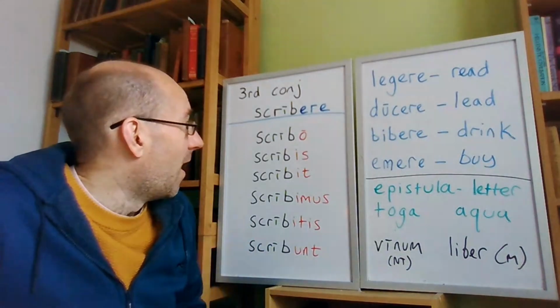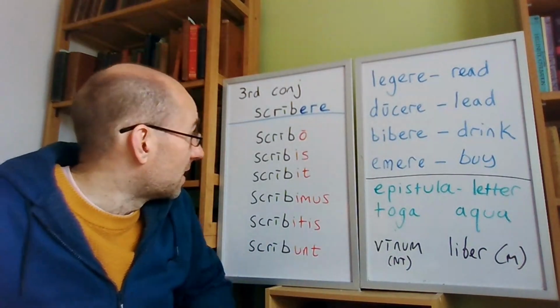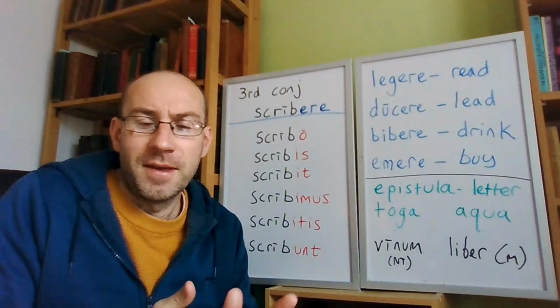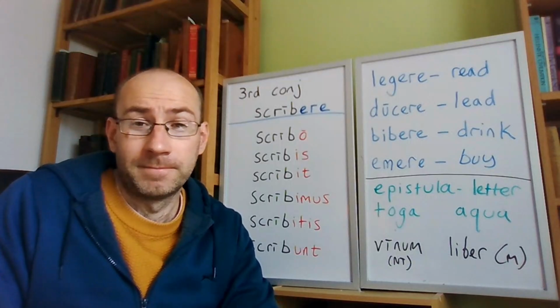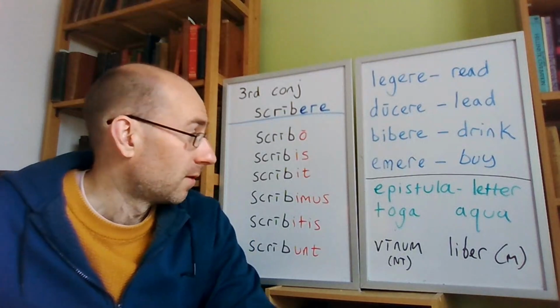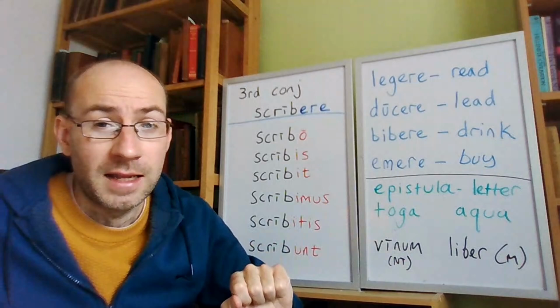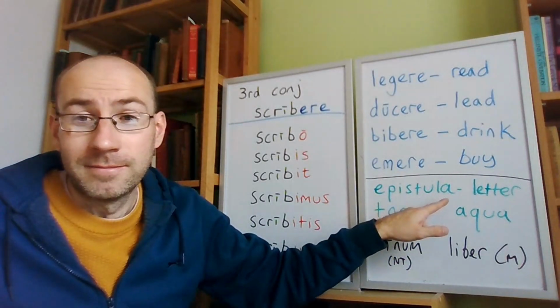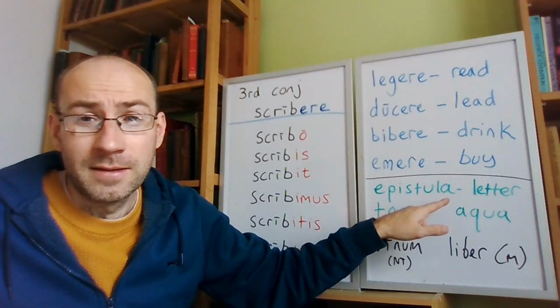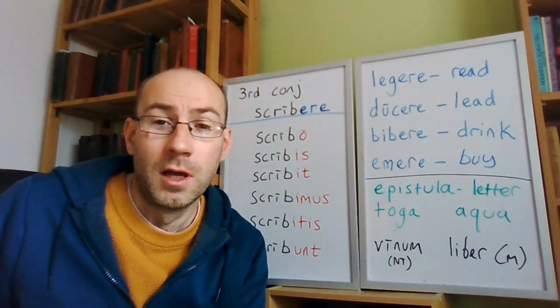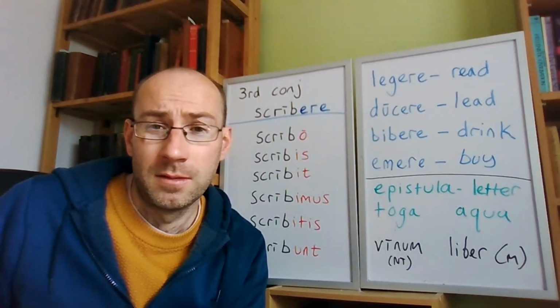All right. So let's make a few sentences with these verbs just to practice. Okay, the master writes the letter. The master writes the letter. Dominus. Make it accusative because the letter is not doing the writing. That would be weird. Epistolam. He writes or is writing. Scribit. Dominus epistolam scribit.